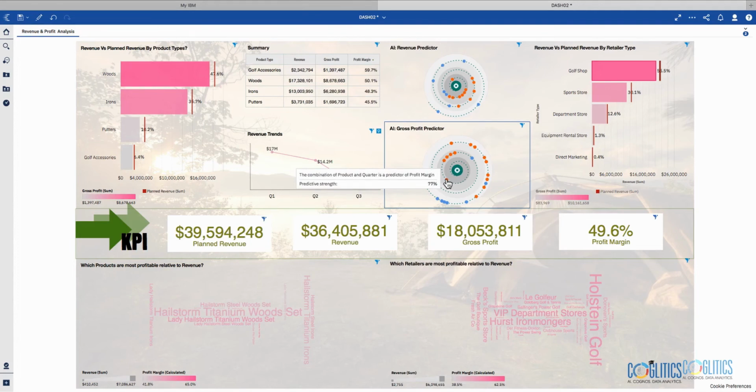That is interesting. The quarter that we sell our products determines how profitable we are going to be as a company. This is extremely important. This is something you can take to a meeting and appear very, very intelligent, because this is fact-based decision making, right?